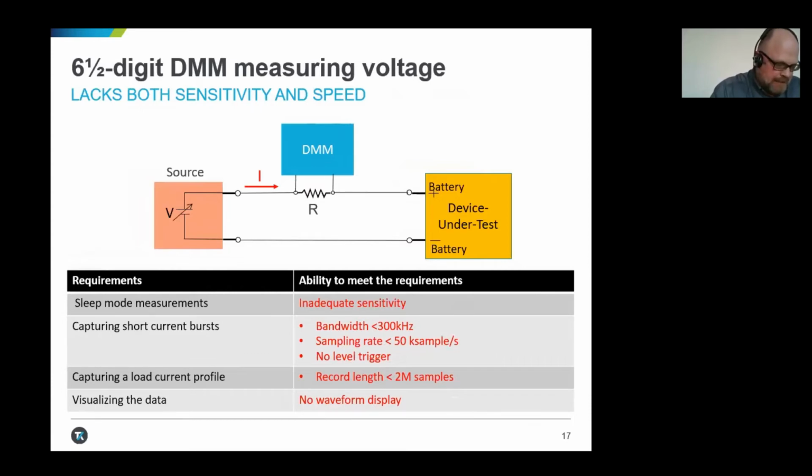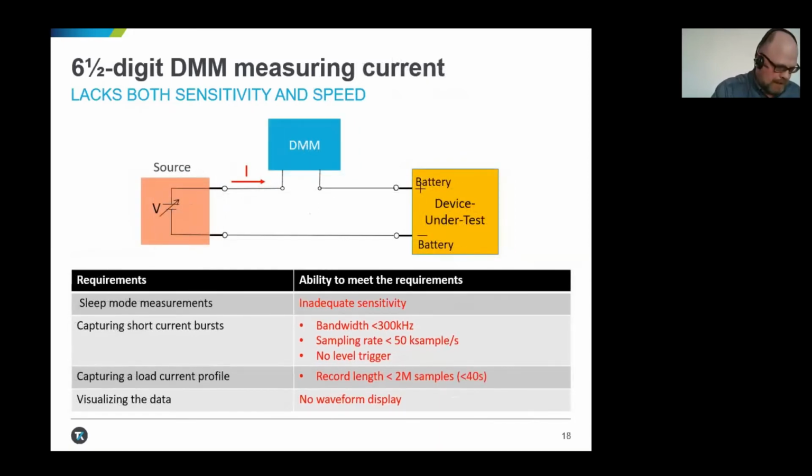DMMs typically do not have high sampling rates. 50 kilohertz is really fast for a DMM, nor do they have wide bandwidth or large data storage banks. A typical DMM cannot solve any of the measurement challenges. Using a DMM in the current measurement mode does not offer any advantages over the voltage mode. Neither the voltage nor the current function of a DMM adequately address the measurement challenges.